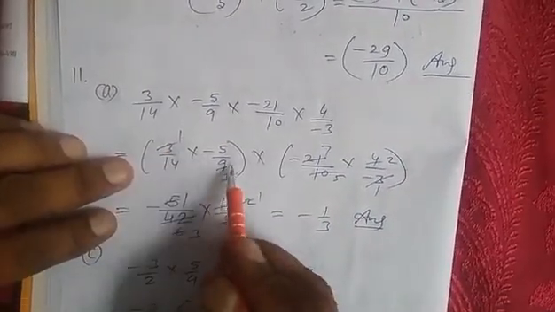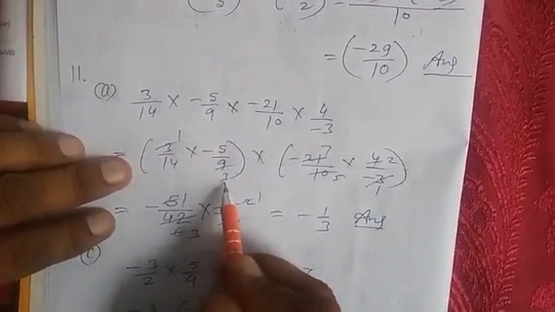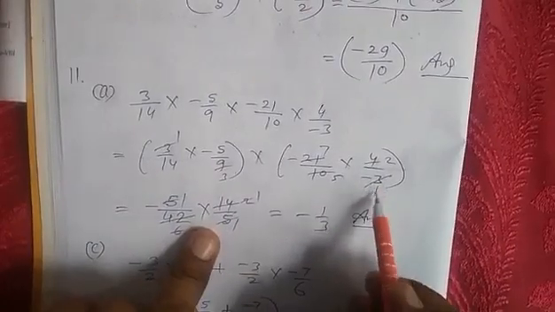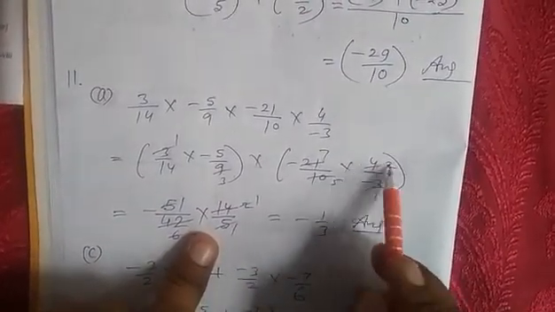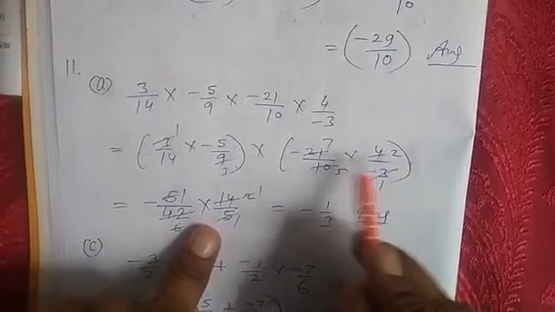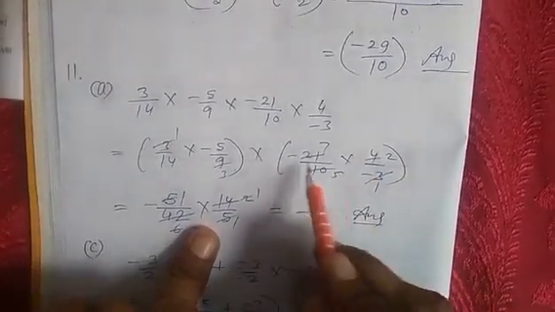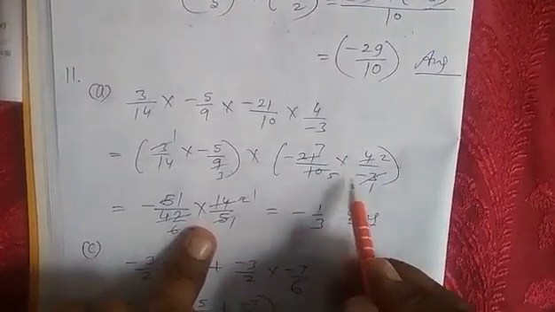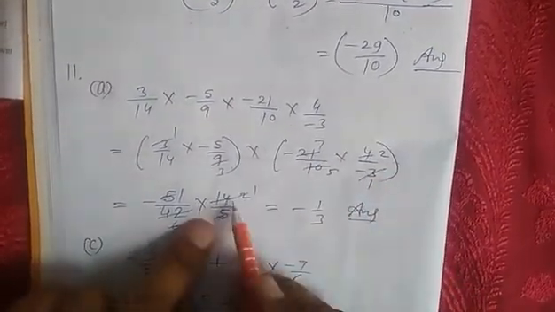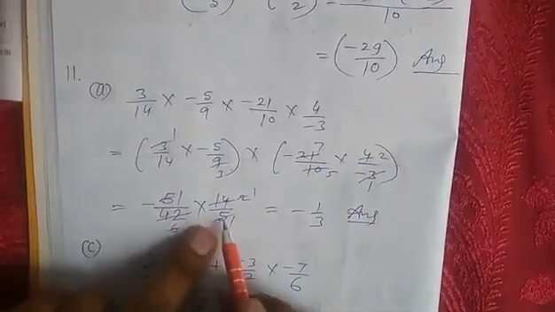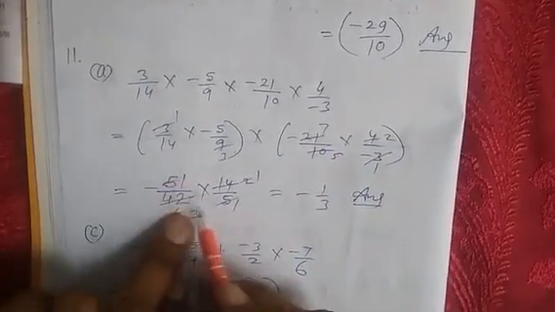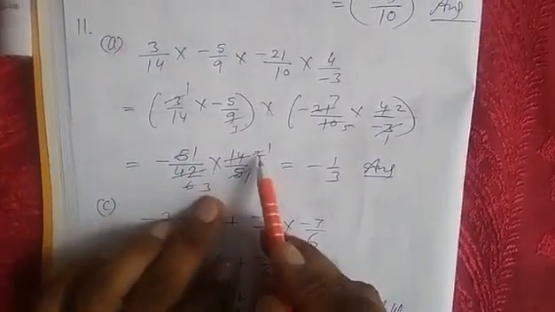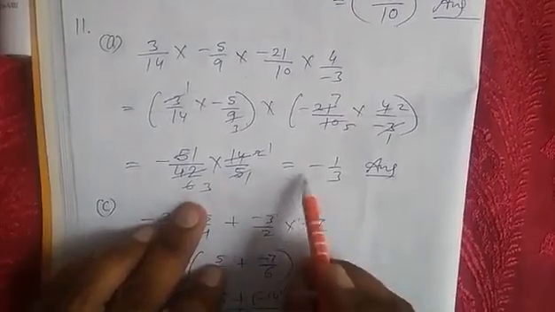3 1s are 3, 3 3s are 9, so minus 5 upon 42 into this one. 3 1s are 3, 3 7s are 21, 2 2s are 4 and 2 5s are 10, 7 2s are 14, minus 4. Here the numerator is minus and the denominator is also minus, therefore plus. 7 2s are 14 upon 5, 5 1s are 5, dividing 7 2s are 14 and 7 6s are 42, 2 1s are 2 and 2 3s are 6, is equal to minus 1 upon 3.